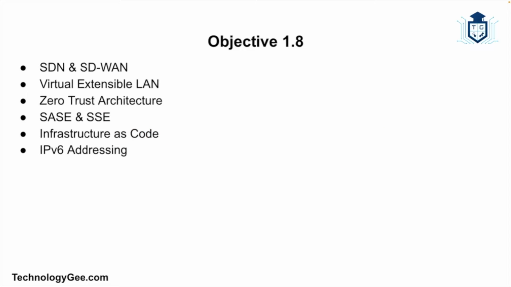As network technologies evolve, organizations must adapt to new environments and methodologies to maintain efficient, secure, and scalable infrastructures. In the CompTIA Network Plus exam Objective 1.8, it focuses on summarizing evolving use cases for modern network environments, highlighting emerging technologies and concepts such as software-defined networking, virtual extensible local area networks, zero trust architecture, secure access, secure edge, infrastructure as code, and IP version 6 addressing. So let's go ahead and dive into these use cases to better understand their significance in the networking landscape.